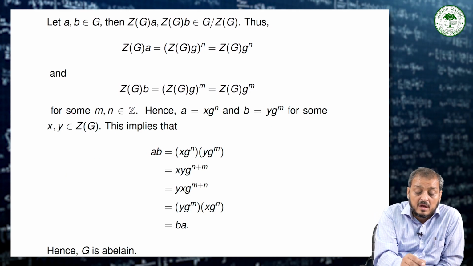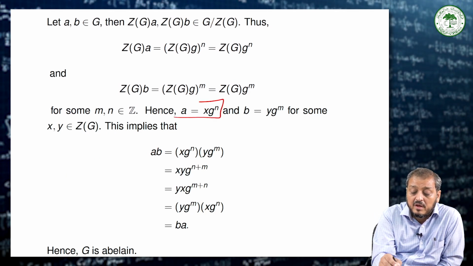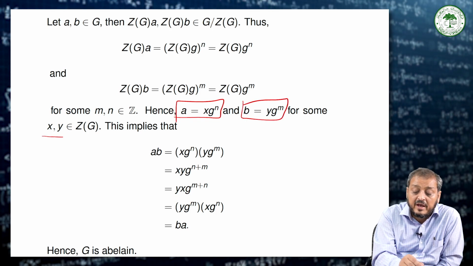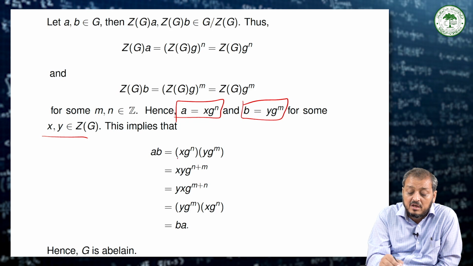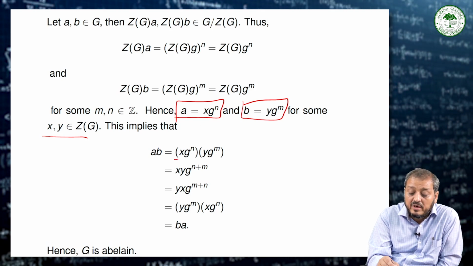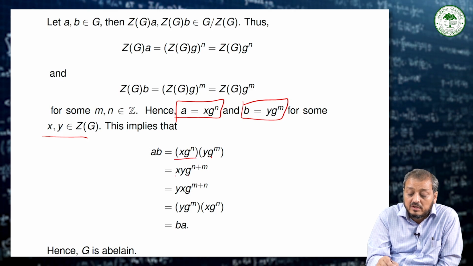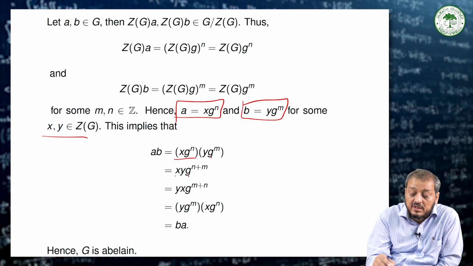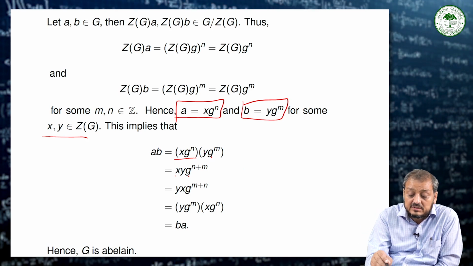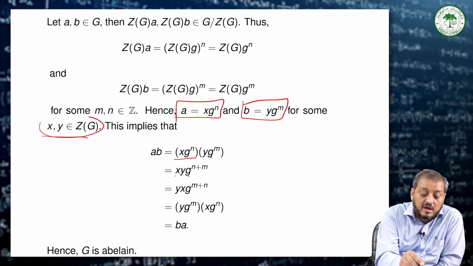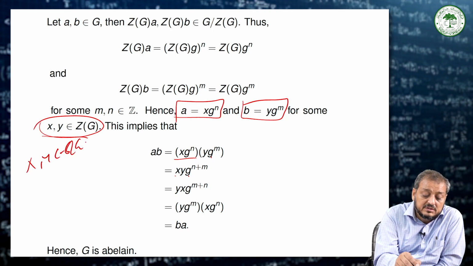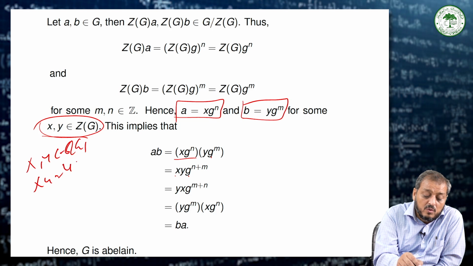So this means A can be written in the form x g to the power m, and B can be written in the form y g to the power n, where x and y are elements of ZG. Then AB can be written as x g to the power m, y g to the power n, then xy g to the power m plus n. Because x and y are elements of ZG, xy is equal to yx.